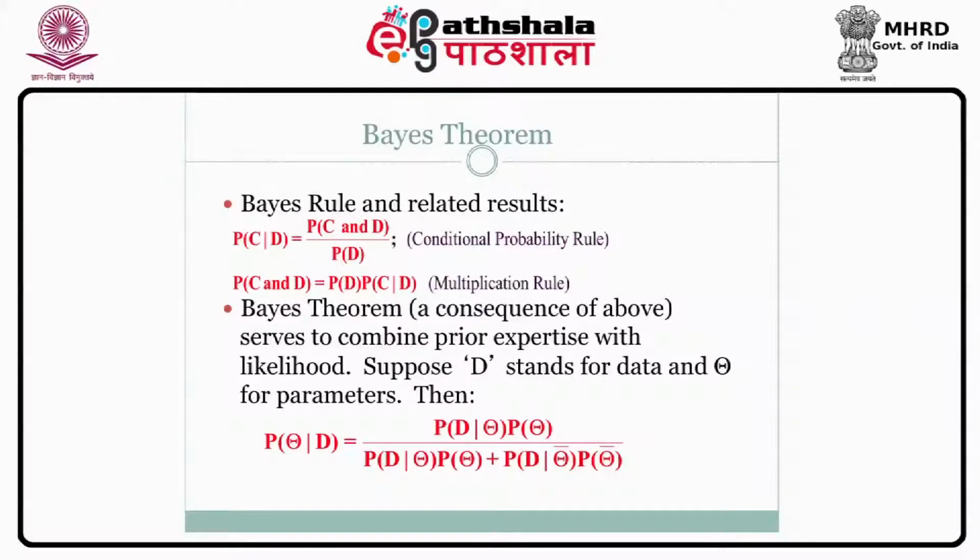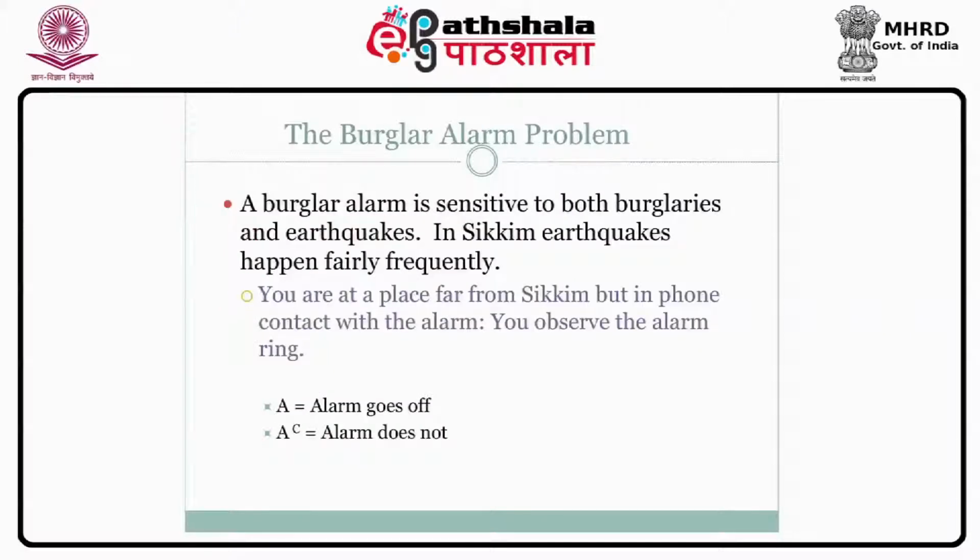So basically, from that viewpoint, Bayes developed the Bayes' theorem. Suppose D stands for the data and theta is the parameter of interest. Then the posterior probability P(theta given D) is P(D given theta) P(theta), divided by P(D given theta) P(theta) plus P(D given theta complement), the complementary set of parameters, multiplied by the probability of theta bar. There is a very nice example to motivate the use of Bayes' theorem here.